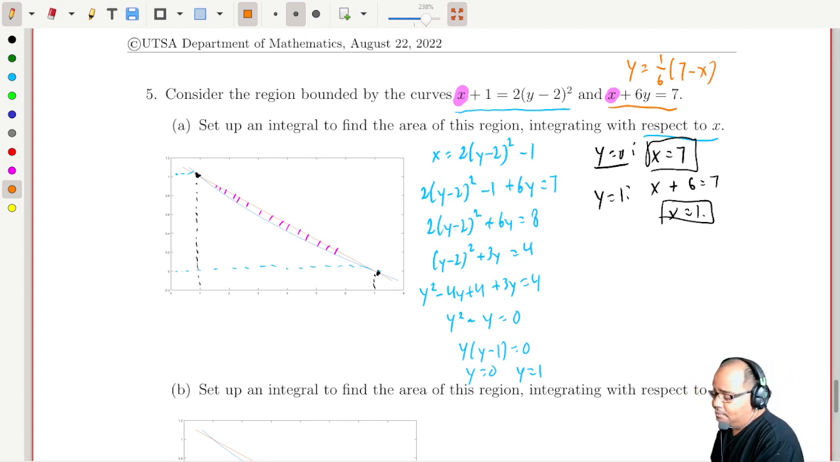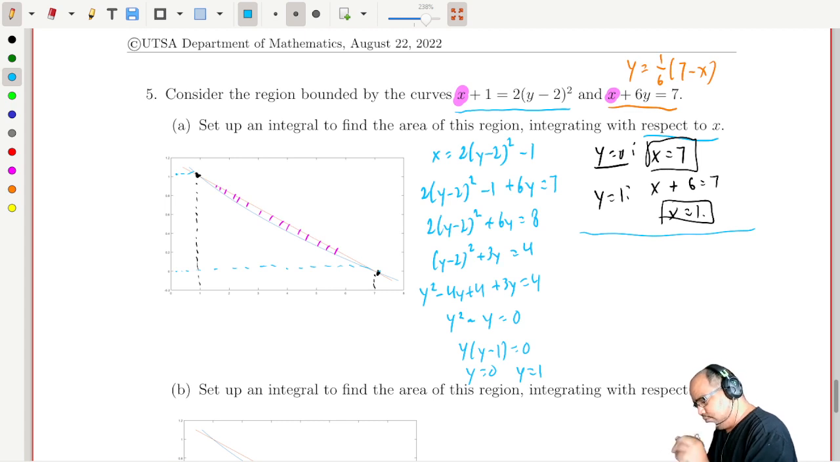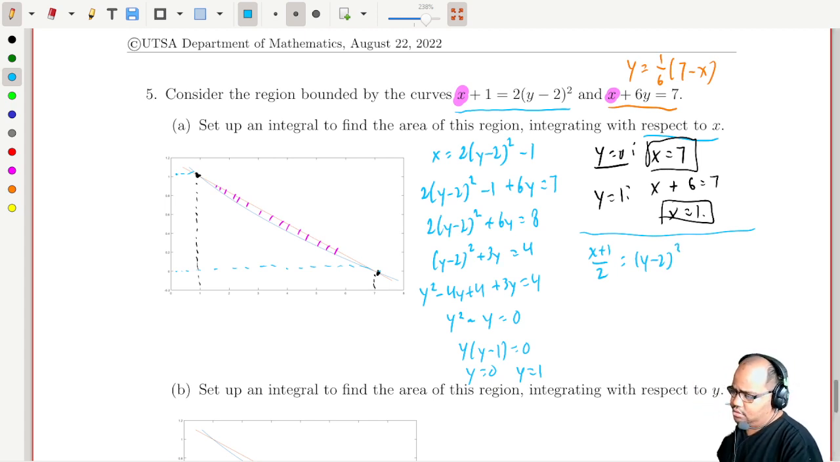Okay, that's fine. But now I need to solve this second one for y here. And that's a little bit trickier. So I'll first divide through by 2. So (x plus 1) over 2 equals (y minus 2) squared. And then I need to take the square roots. Well, again, when I take square roots and introduce a square root, I have to consider both plus and minus. So the question is, which branch?